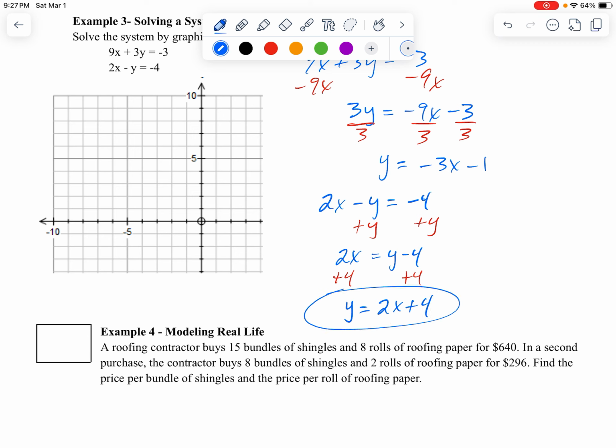Okay, so here's our two equations now. Let's graph these, see where they intersect, and that will be our solution. So y equals -3x minus 1. My slope is -3. So down 3 and over 1. Just like we did before, we can kind of work this in reverse order as well.